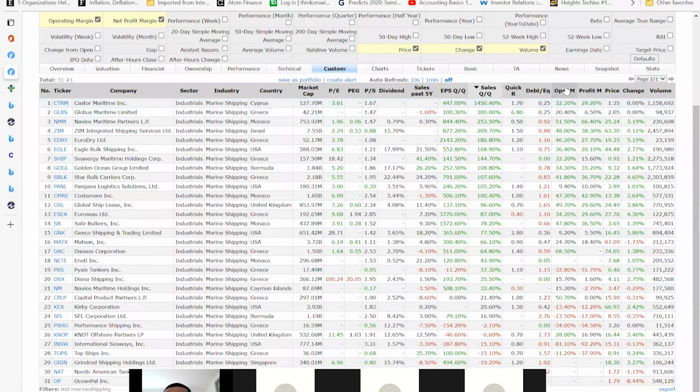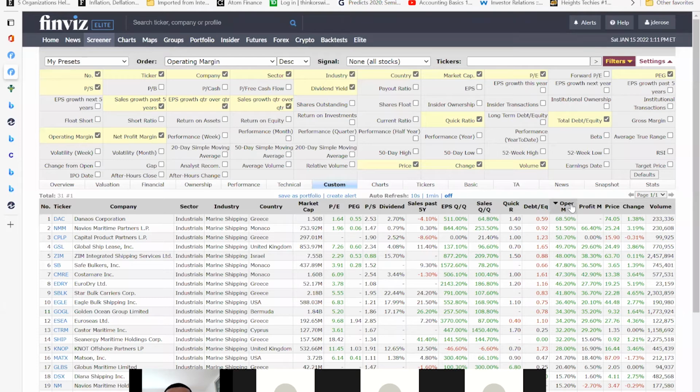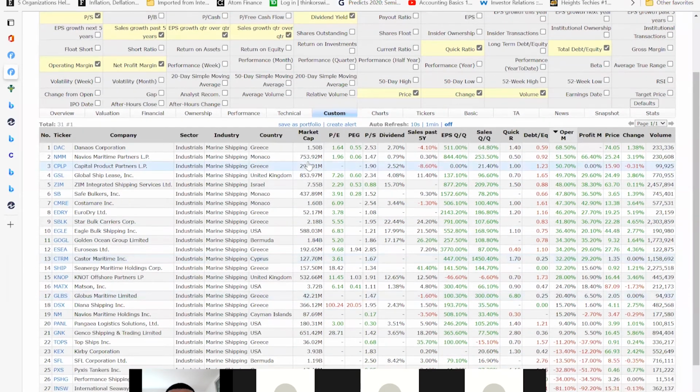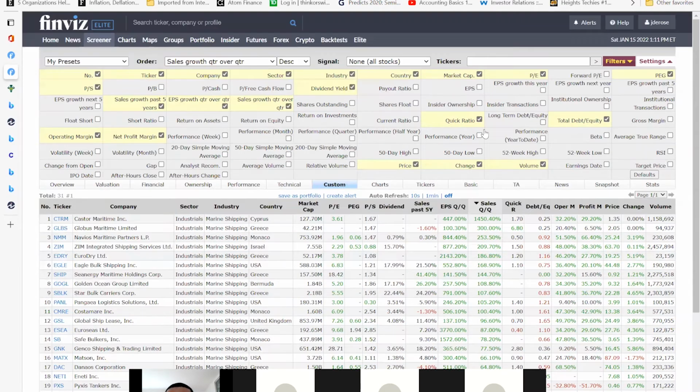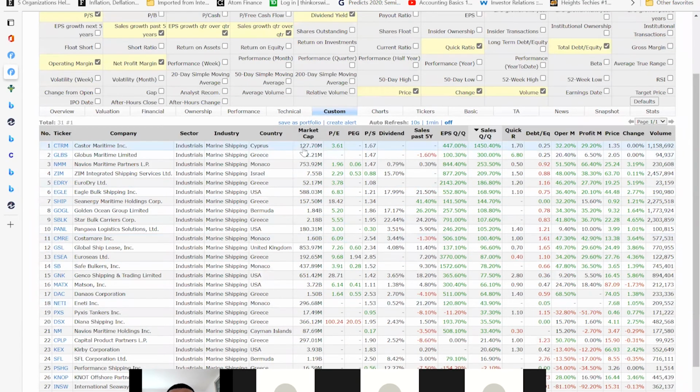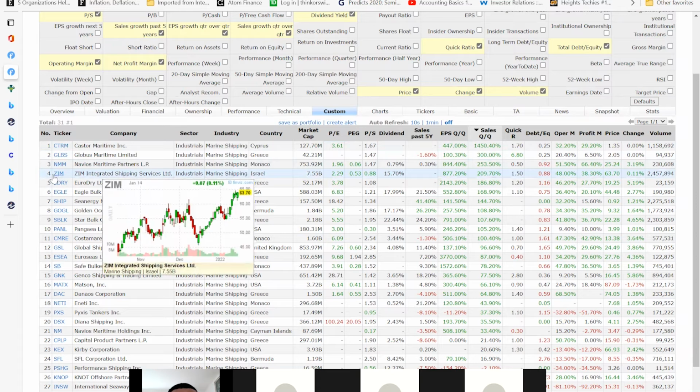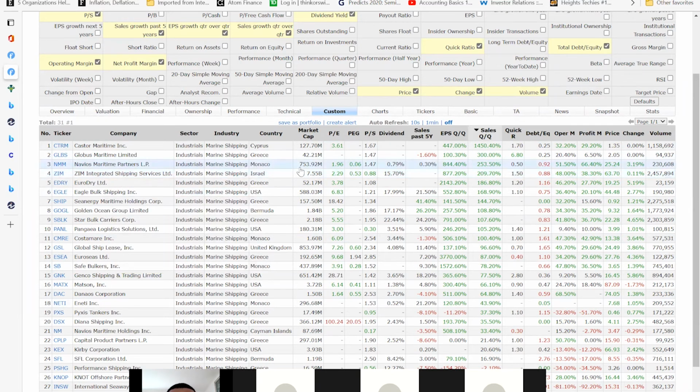Now I might come here and say, okay, who has the highest operating margin, right? So peep this. When you look at the sales quarter over quarter, when you're looking at market cap, it's actually some of the smallest companies in the space that are having super high sales growth. Granted, note this, this Zim is a $7 billion company and it's having 209% sales growth. There must be something going on with this company that they're growing so fast. And they also have a high operating margin, 48%.